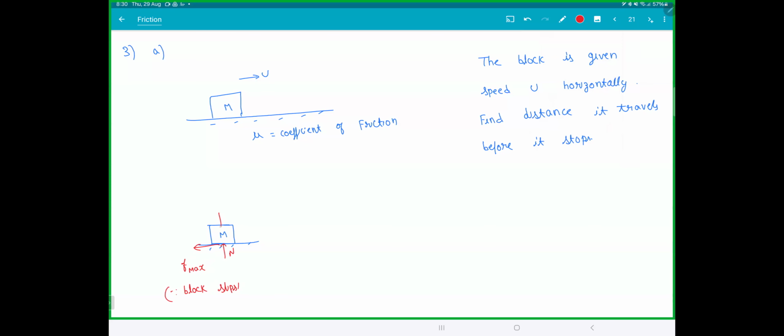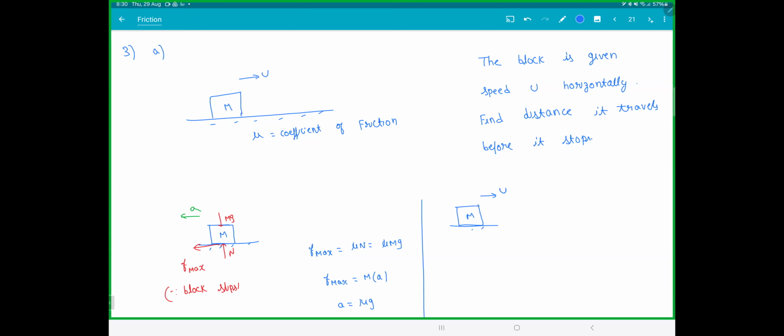This is the normal reaction. This is mg. Acceleration is backward. So this was easy. F max is equal to mu into N, this is mu mg. F max is equal to mass into acceleration. So we get a is equal to mu g. This question has become a kinematics question.